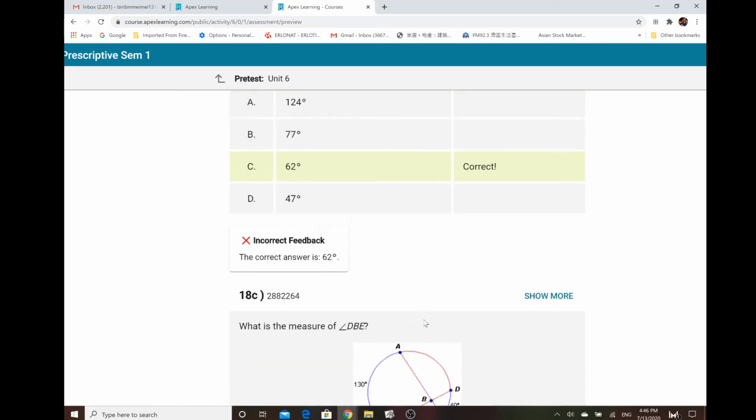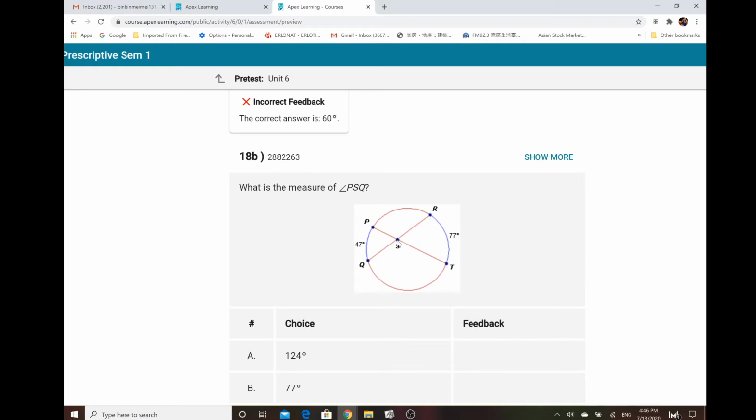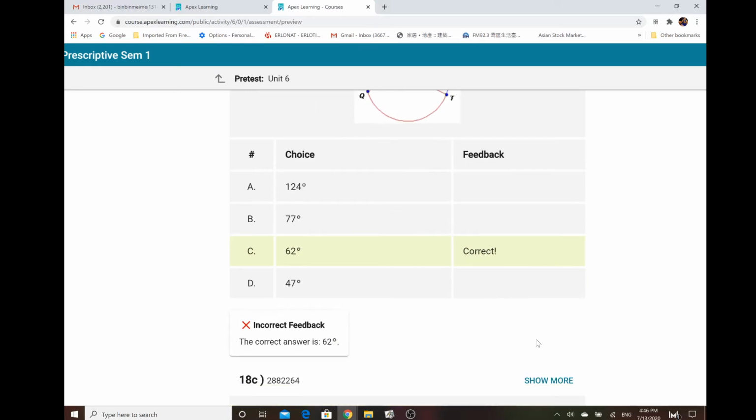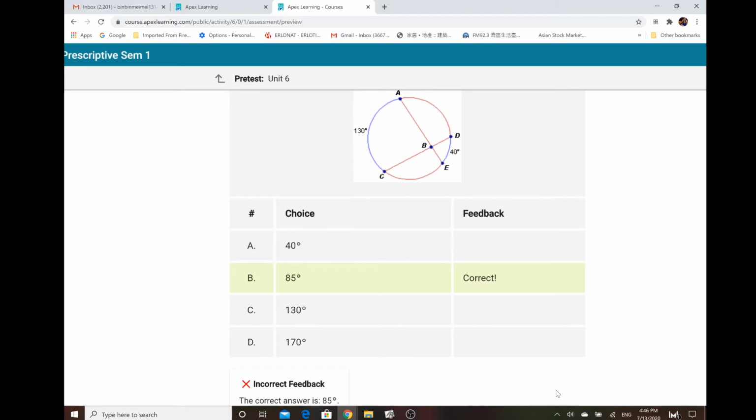Now be careful with this. The point where they intersect is not the center of the circle. That's just the point where they intersect with those two chords. The center of the circle is somewhere around here.